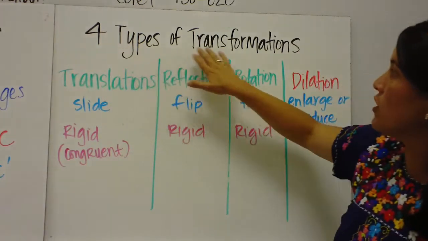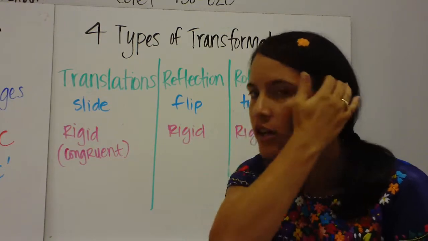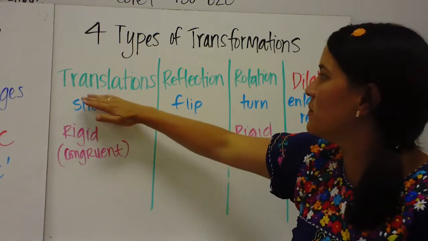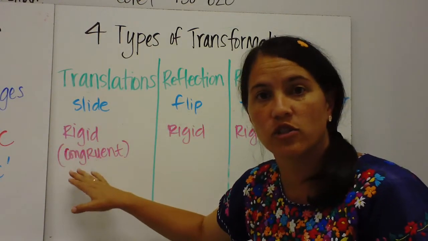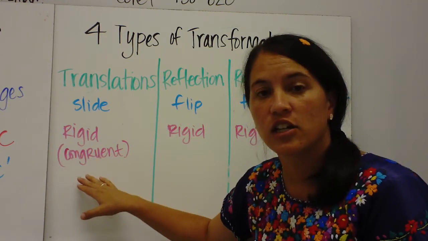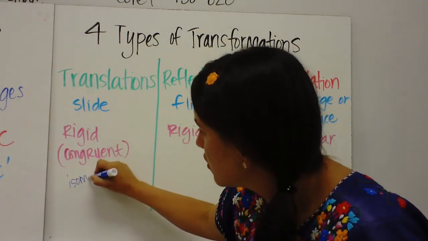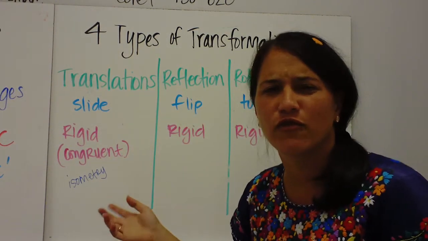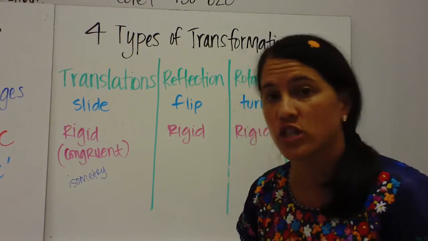All right? There are 4 types of transformations that we're going to deal with. Translation is a slide, and it's a rigid transformation, which also means congruent. So if we hear the word rigid transformation, congruent. It also sometimes is called an isometry. But you're going to hear it called isometry very infrequently. Most of the time it's going to be referred to as a rigid transformation.